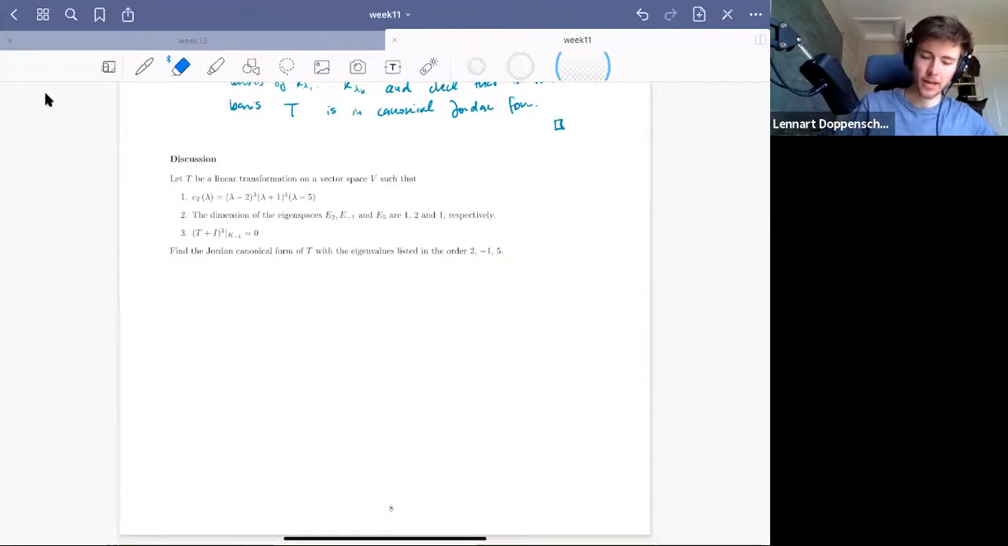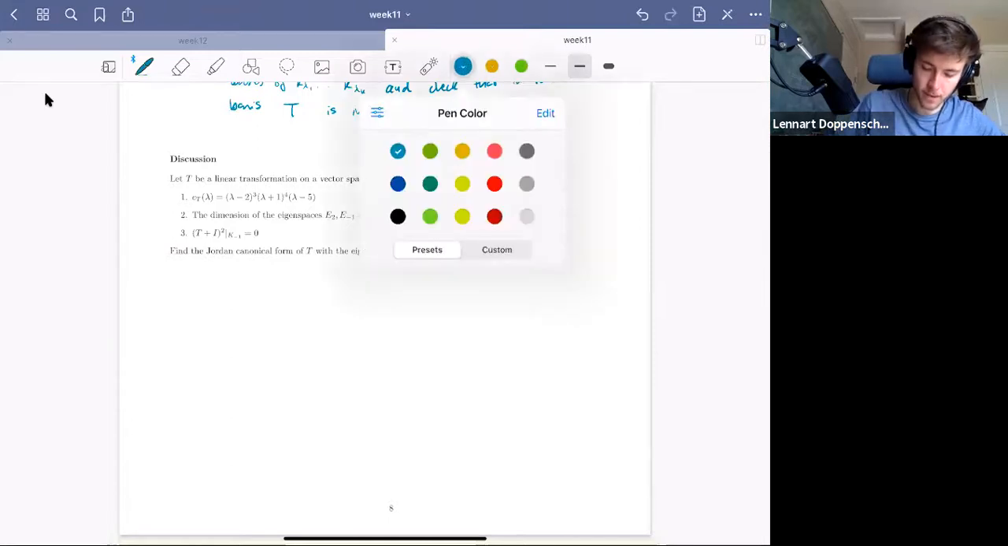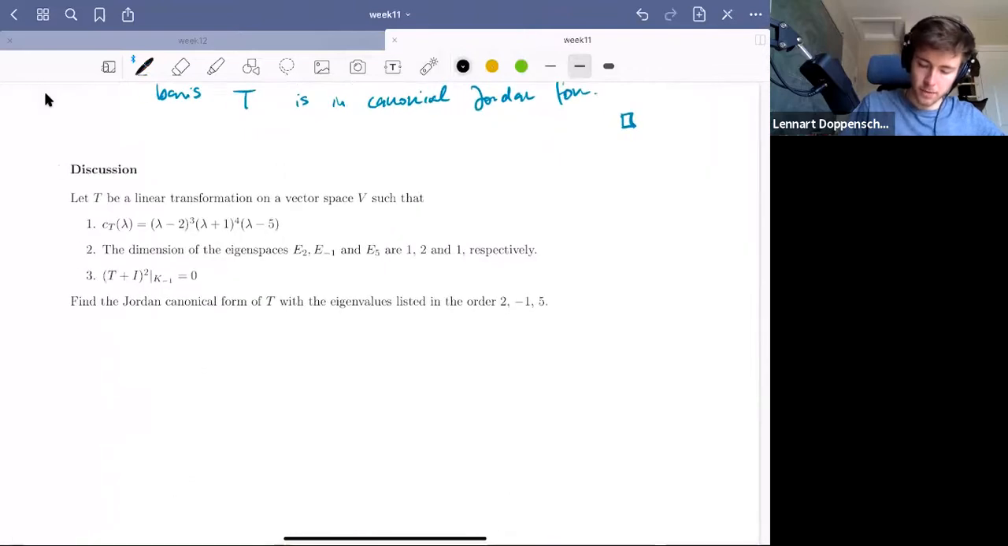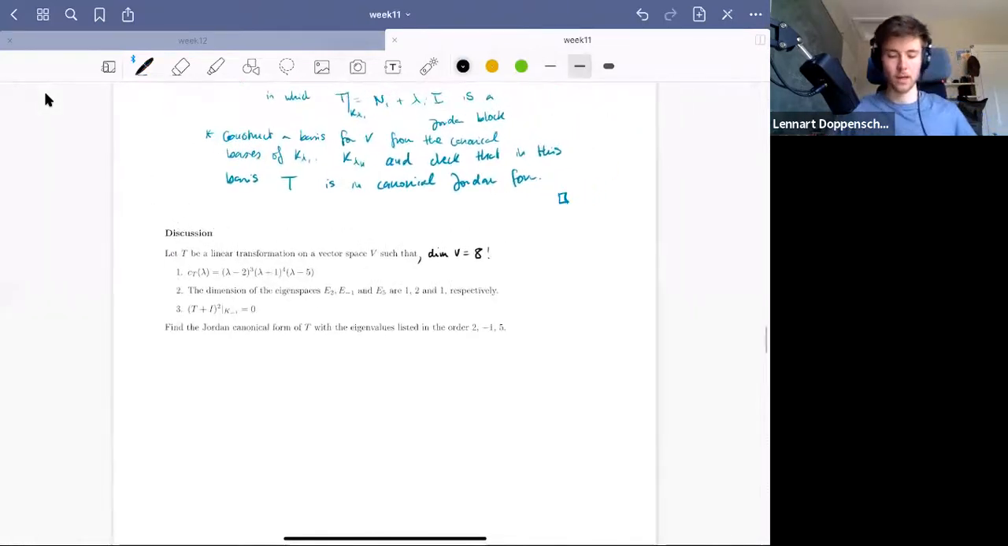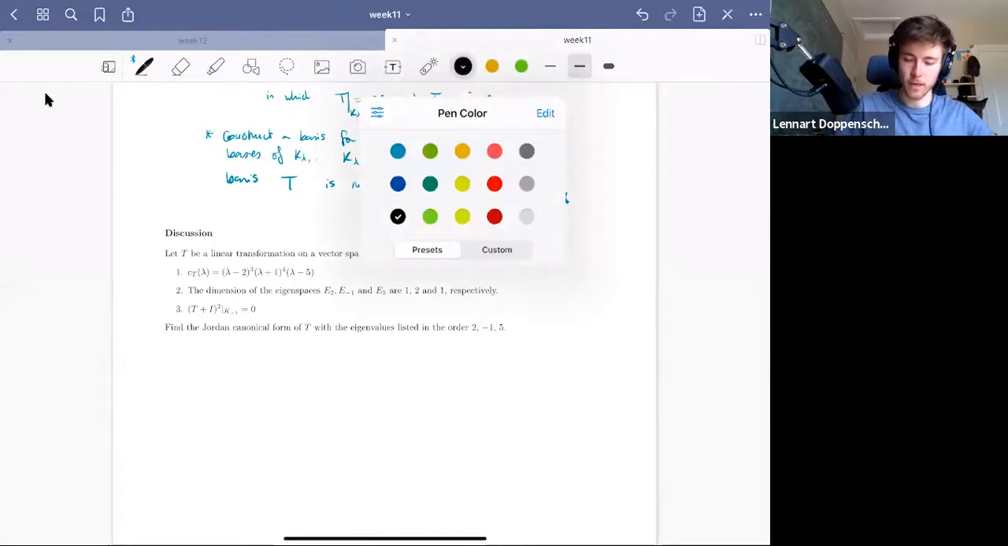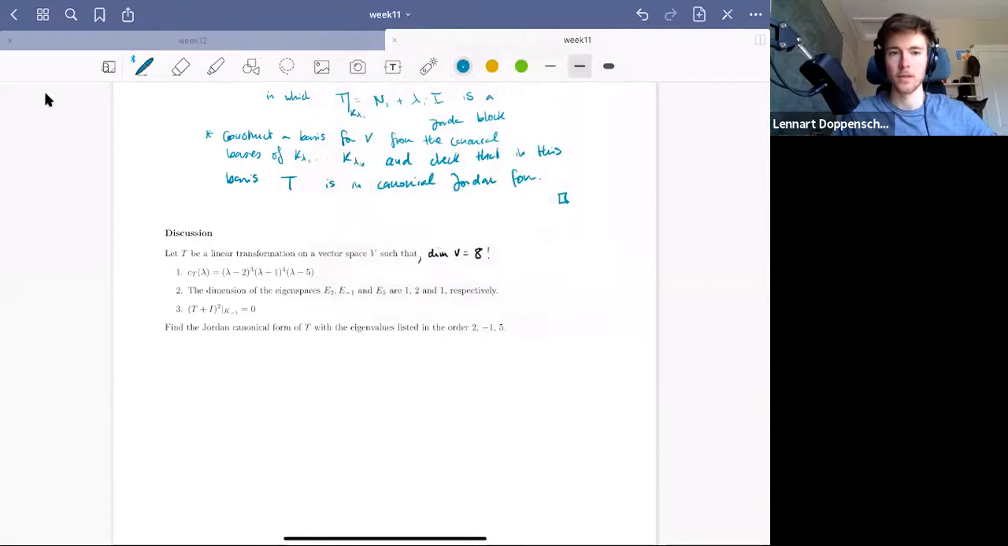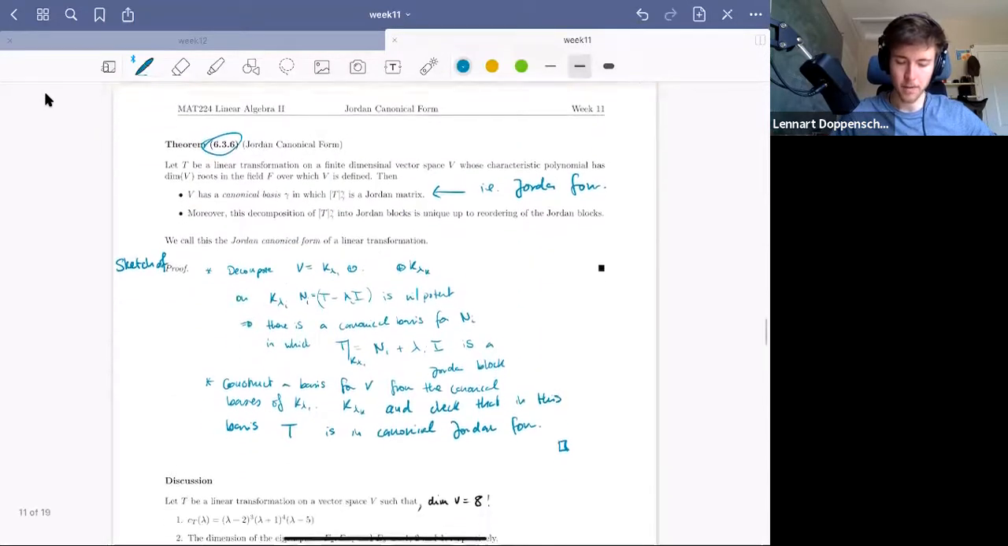Okay, so this discussion is about finding the Jordan canonical form of a certain transformation, and all we know about the transformation is its characteristic polynomial. This canonical form, just to remind you, is a form in which the matrix representing the transformation has a very simple form, and this is guaranteed to exist by this theorem.